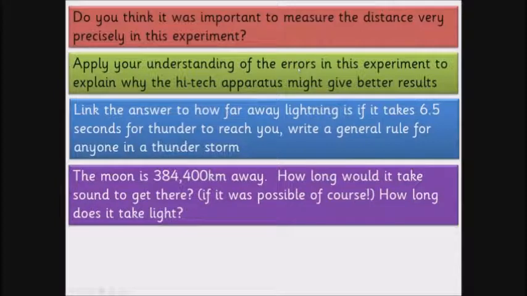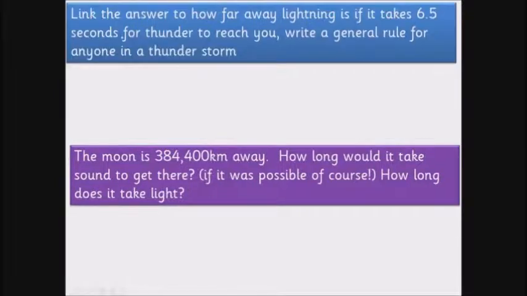Apply your understanding of the errors in this experiment to explain why high-tech apparatus might give better results. As we've mentioned, human reaction time gives us quite large random errors. If we use high-tech apparatus recording equipment, that gives you a much better answer. Okay, the next two questions we'll deal with on two separate slides. So here's the first one.